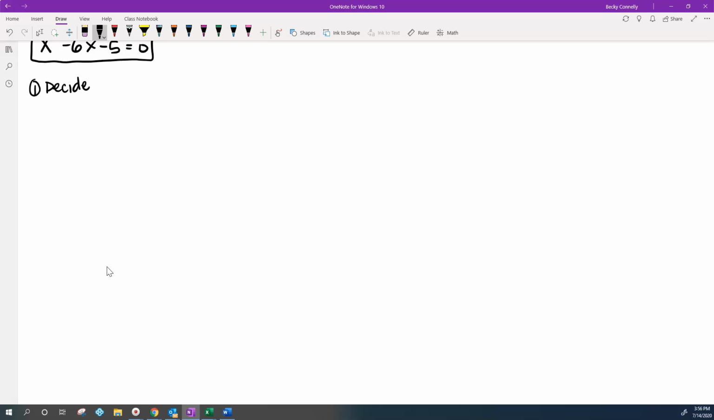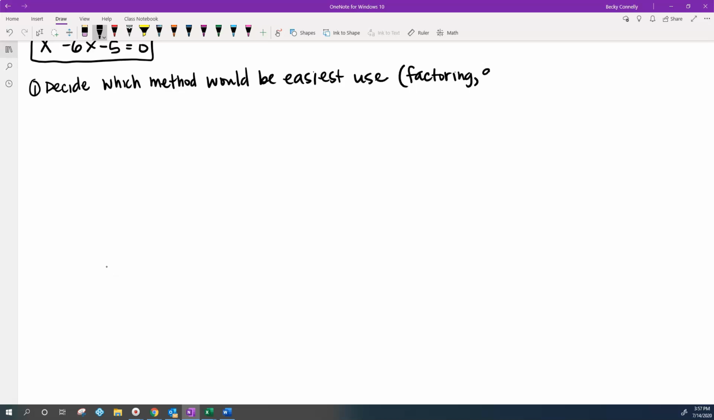decide which method would be easiest to use. And that's going to be a little bit subjective. Some people find one way easier to use than the other way. So remember that the methods we're talking about here are factoring, where we're using the zero property rule, or we could use the square root property rule.